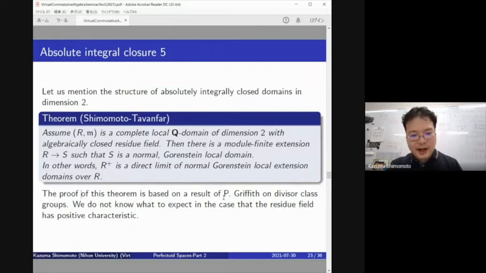And by the way, at least I don't know what happens in mixed characteristic or positive characteristic, or maybe in the case that the residue field is not an algebraically closed field. So this also may be an interesting question.